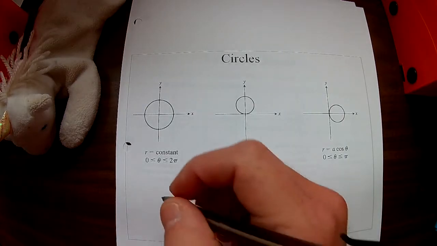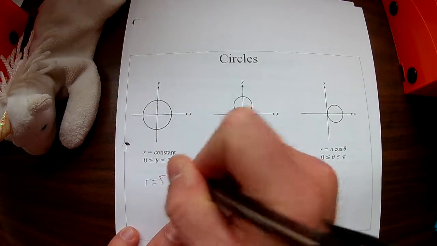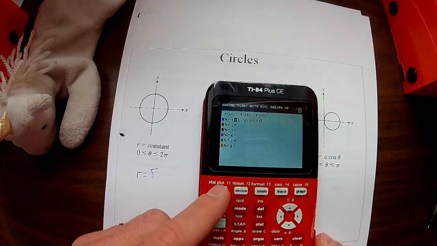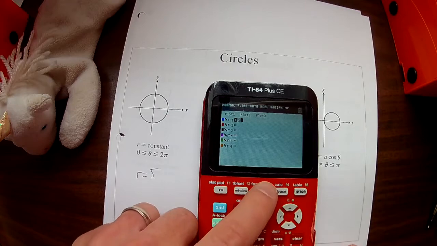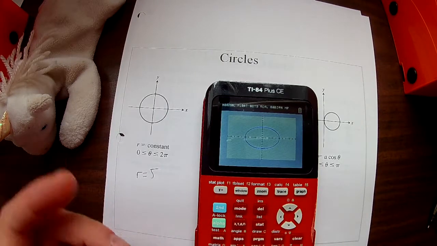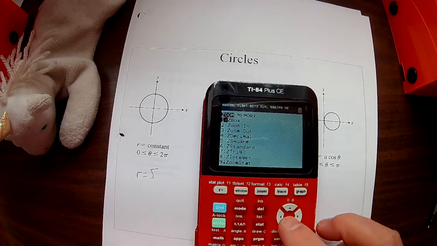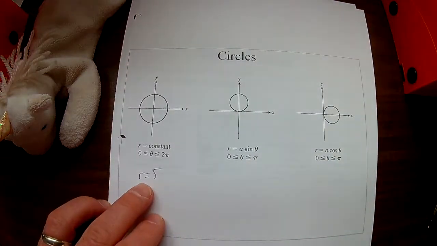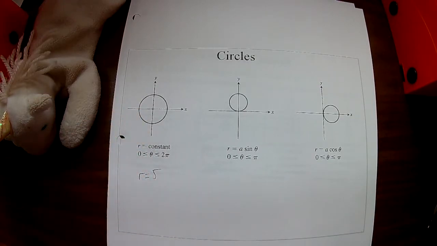So you have the collection of points that are equidistant from the pole, and that distance is the r. If we had r equals 5, for instance, I can go over to my calculator and see, with r equals 5, zoom standard, yeah, that's a circle. If you're bothered by the circle not being exactly square, hit zoom square and boom, you got it. So that r is your radius on the circle.